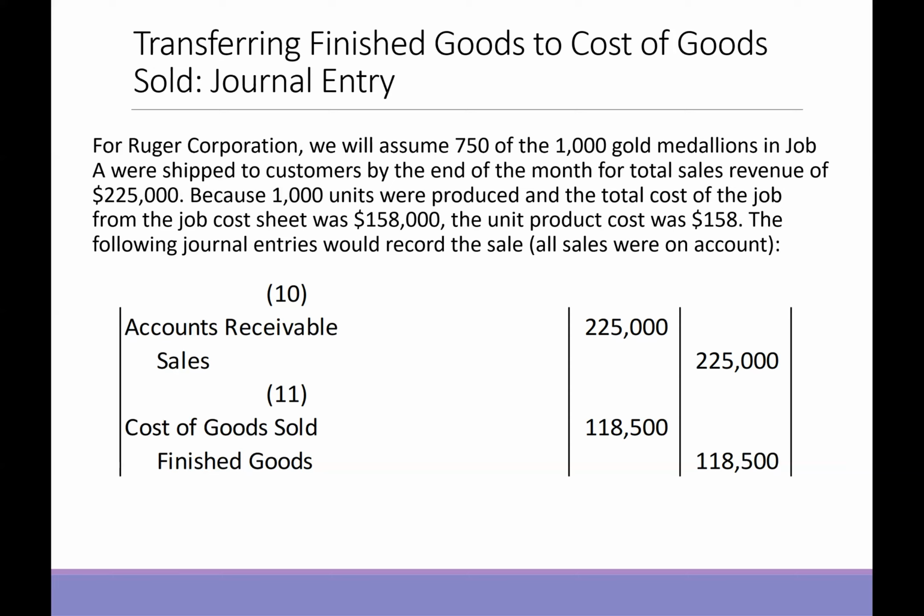We know whenever we sell products, we're going to have two journal entries. One to show the sale, another to adjust our inventory.